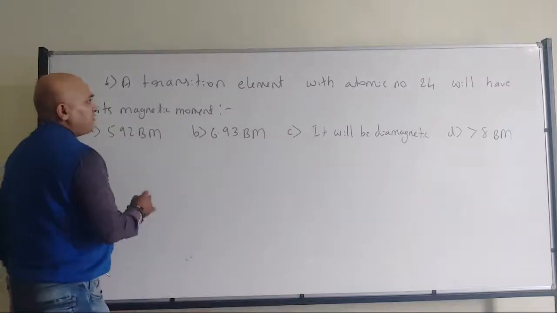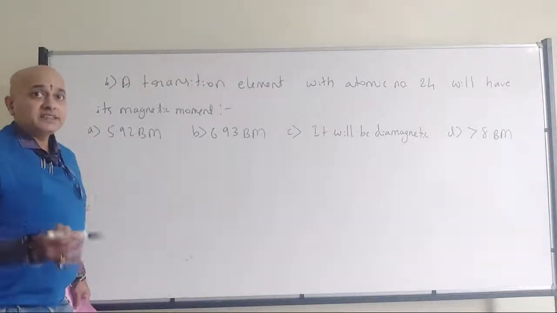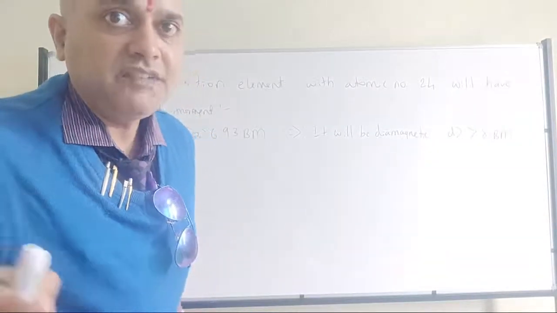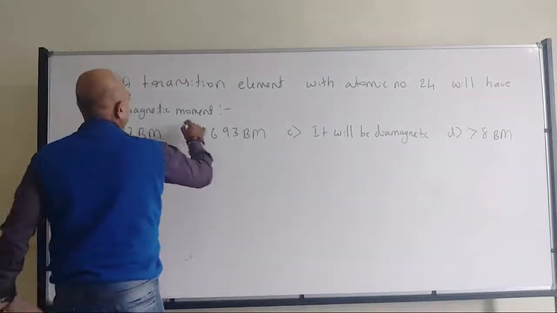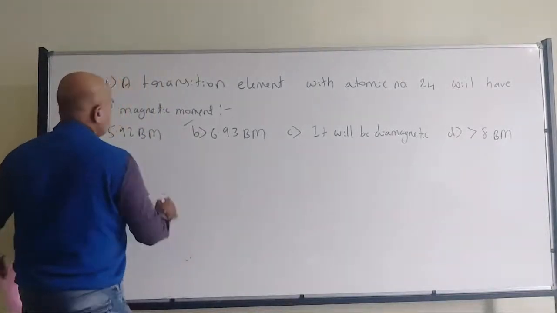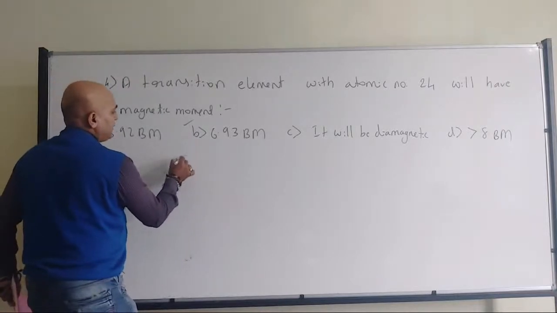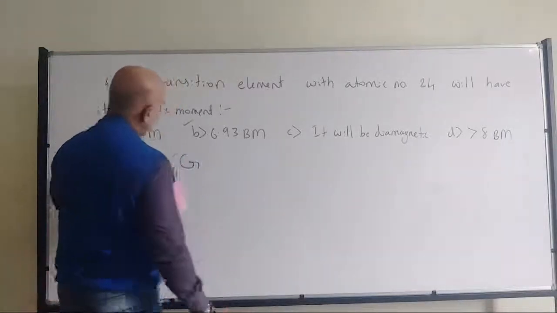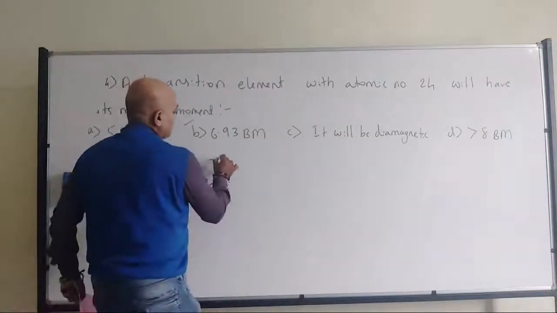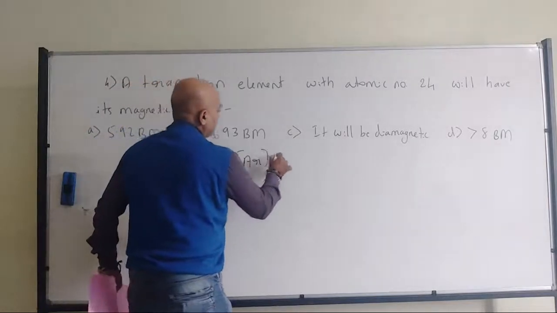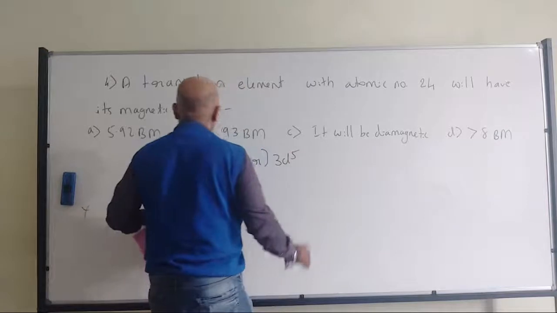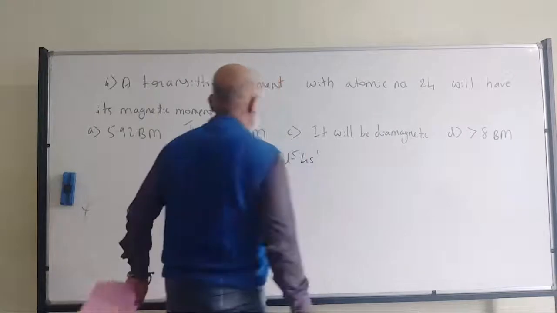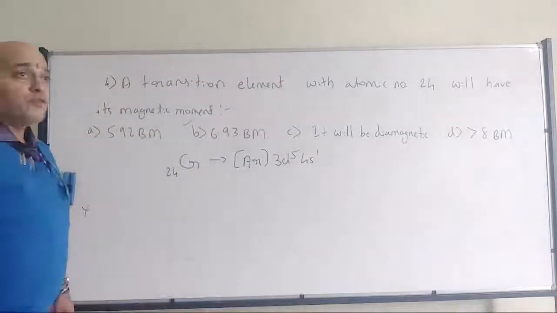So the atomic number 24 they have given. Right, the electronic configuration. Option B, okay, fine. Now, the element may not be required, but I will write, it is nothing but chromium. Atomic number 24 means it should be chromium. We should have argon 3d5, 4s1.